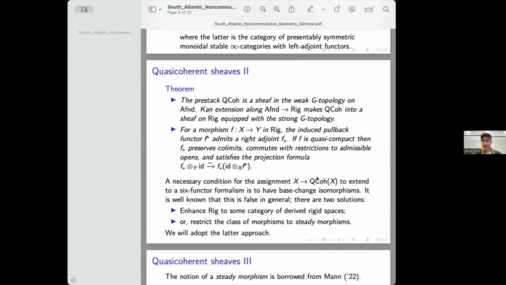The well-known fix to get base change to work would be to use some kind of derived geometry, or enhance the category of rigid spaces to some kind of category of derived rigid spaces. However, we will not adopt this approach. We will adopt a different approach, which is to restrict the class of morphisms to exclude the bad ones where base change doesn't hold. So we'll work with steady morphisms instead.